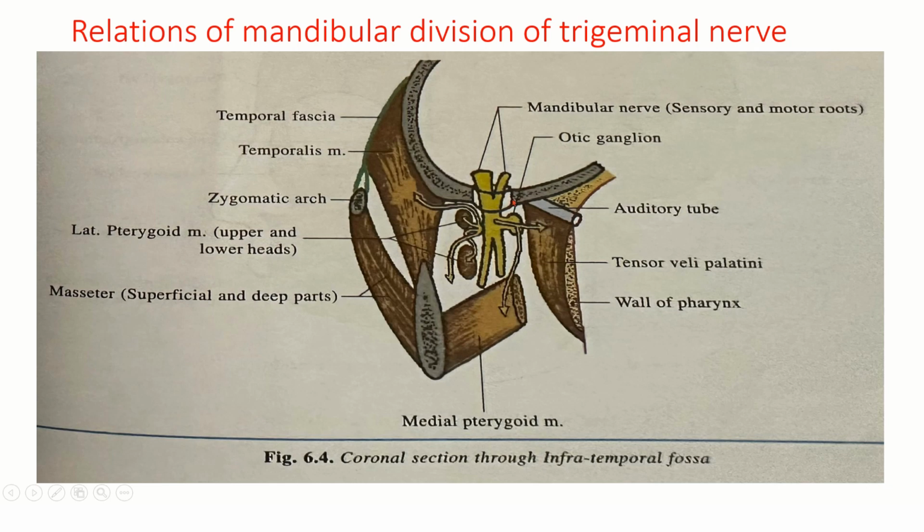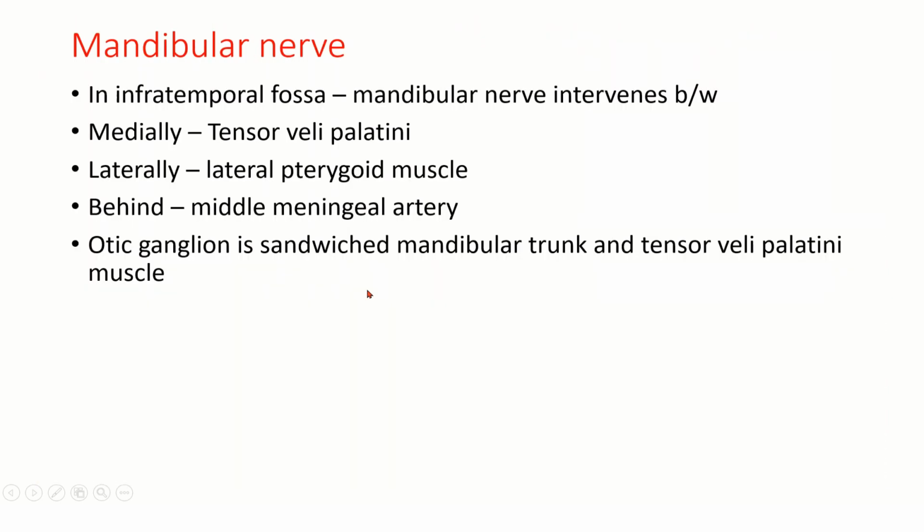Both of them will pass through the foramen ovale, and immediately beneath the foramen ovale it forms the trunk of the mandibular nerve, which after a short course immediately divides into anterior division and posterior division.